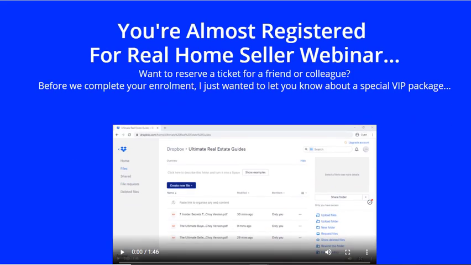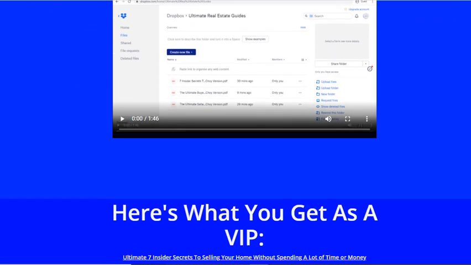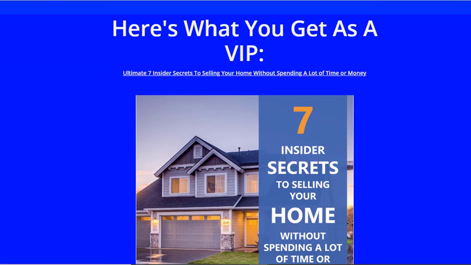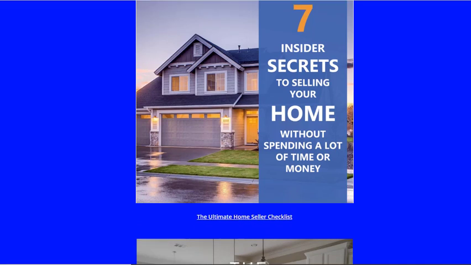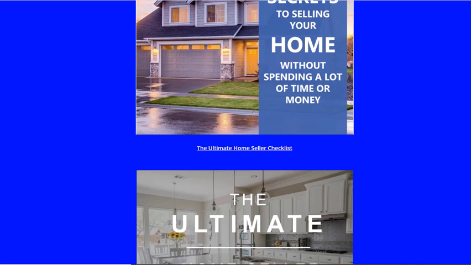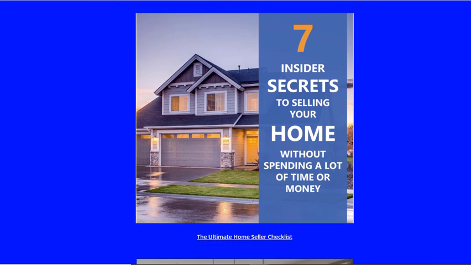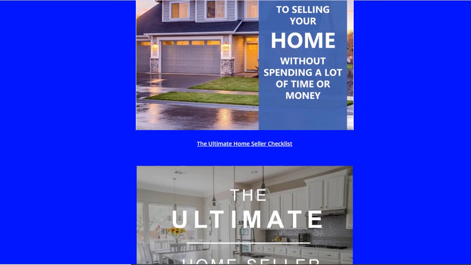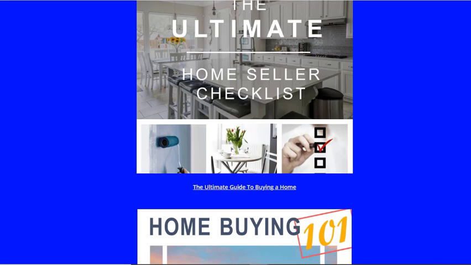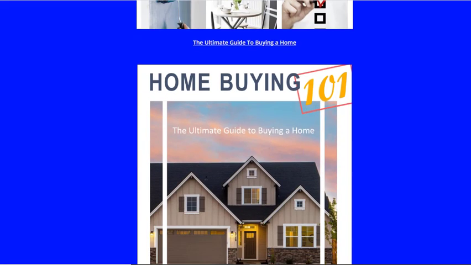Once they get to here, what's going to happen is the second step, which is going to upsell them something: your ultimate real estate guide. This is the ultimate real estate guide, seven insider secrets of home selling without aging. They're going to get a home seller checklist, the seven insider secrets to sell a house without spending a lot of money and time, the ultimate home seller checklist, and the ultimate home buyer guide to buy a home. This is what you can get.